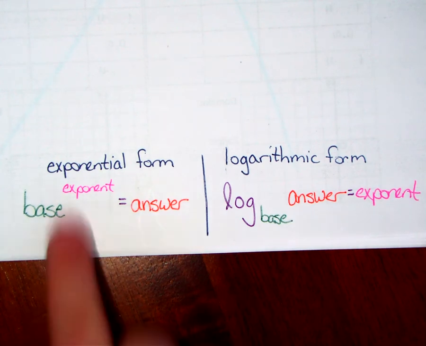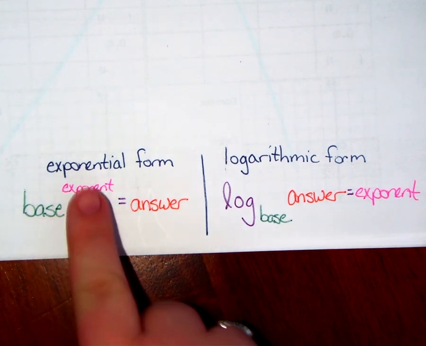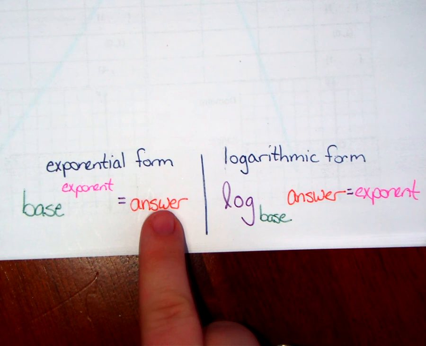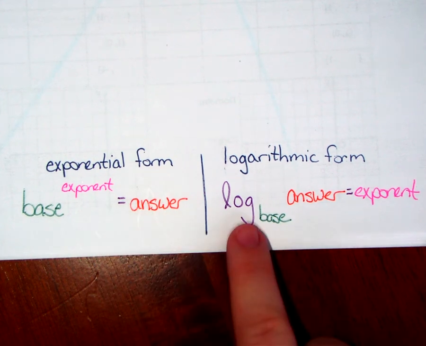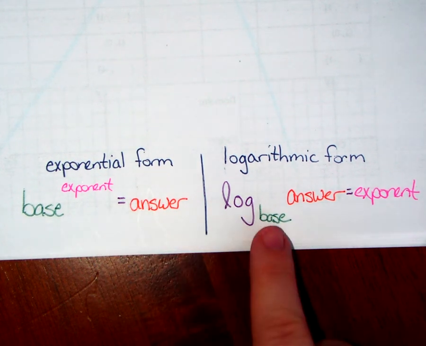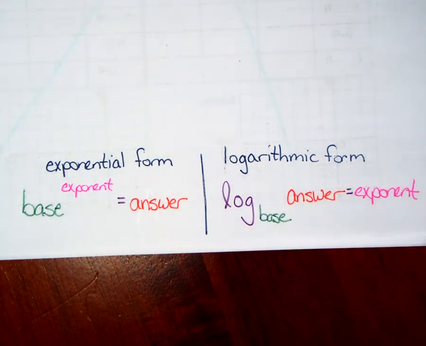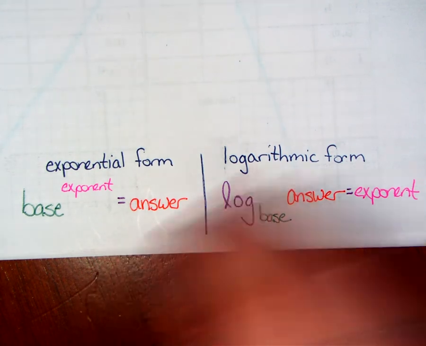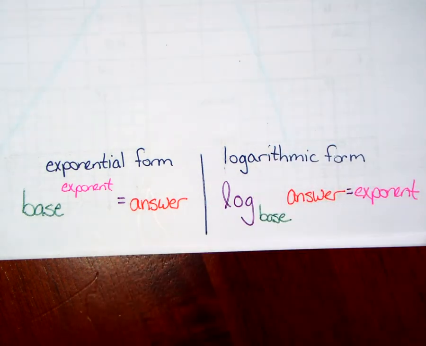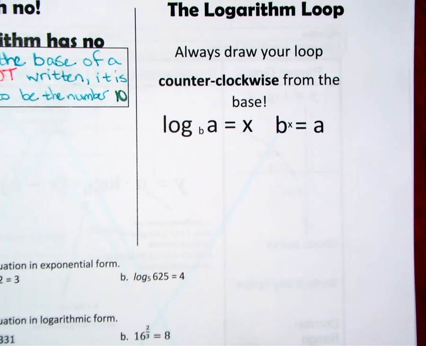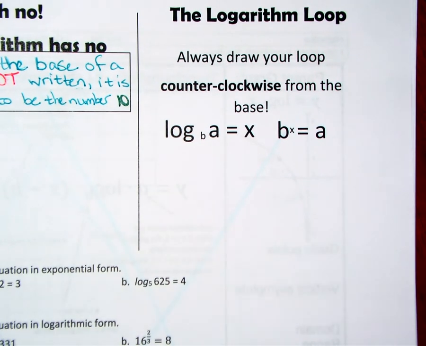Exponential form, we have a base is our big number, here's our exponent, and it equals a number. Well, in logarithmic form, we have log, and our base is written down here, again, smaller and lower, the number we were trying to get, and it always equals the exponent. So you can either remember it like this, with the questions that we did on the previous page, or I have another way. It's called the loop trick.